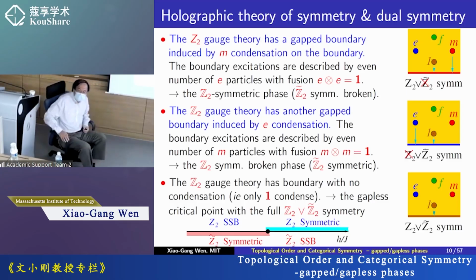So this is a kind of strange way to understand the symmetry breaking and the symmetric phase, but it uses the categorical symmetry point of view, or the bulk point of view. And the message is that the boundary is given by the condensation. So different patterns of condensation give rise to different boundaries.